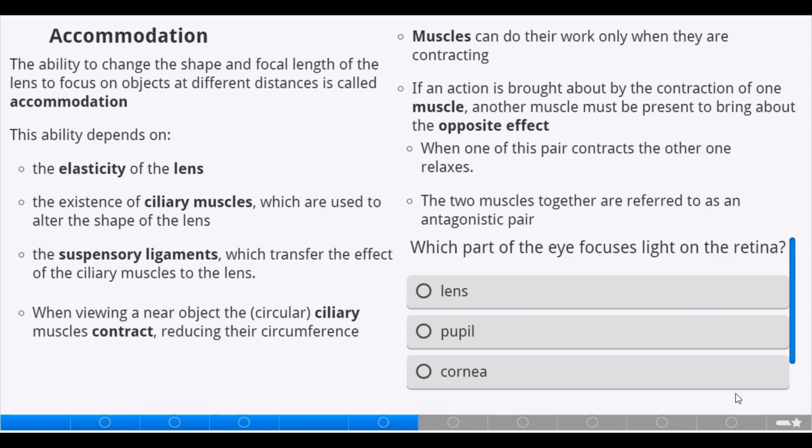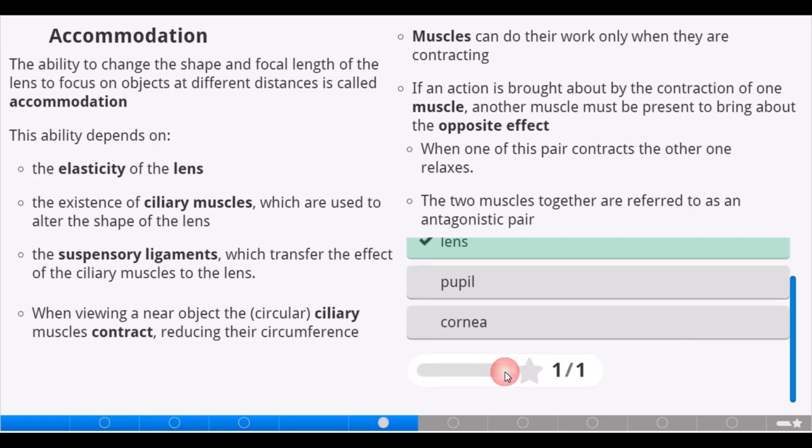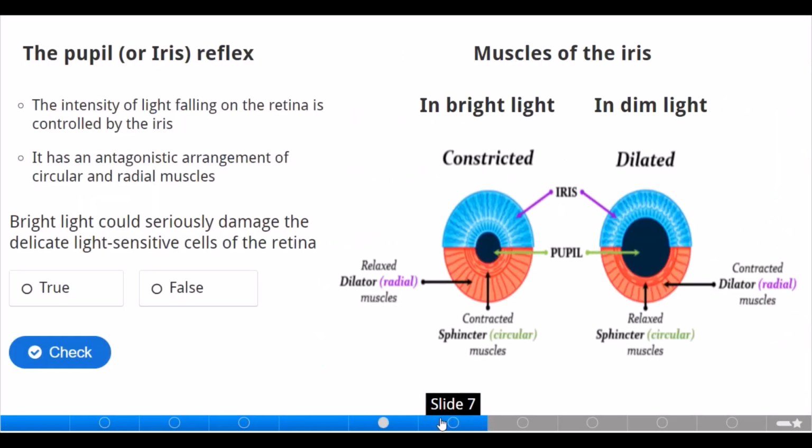So I have a quick question for us here. Which part of the eye focuses light on the retina? From the previous slide, you can find out that it's the lens. Thank you. Let's move on.